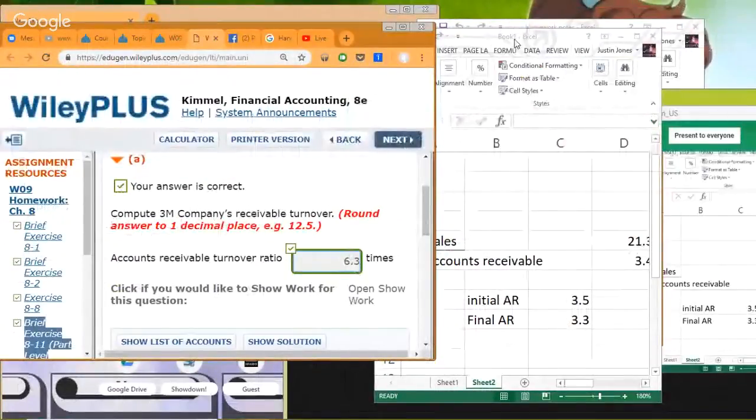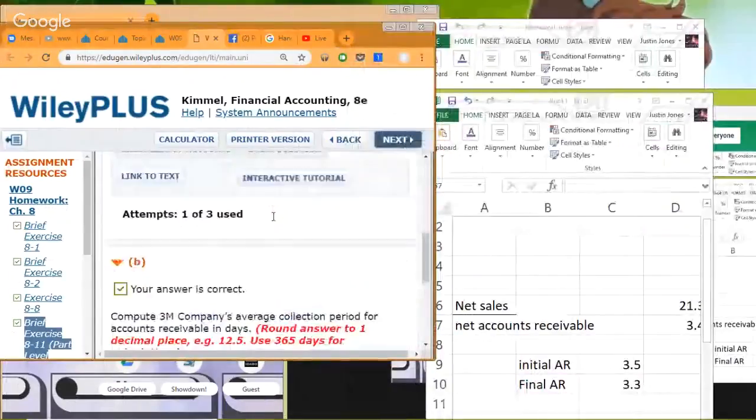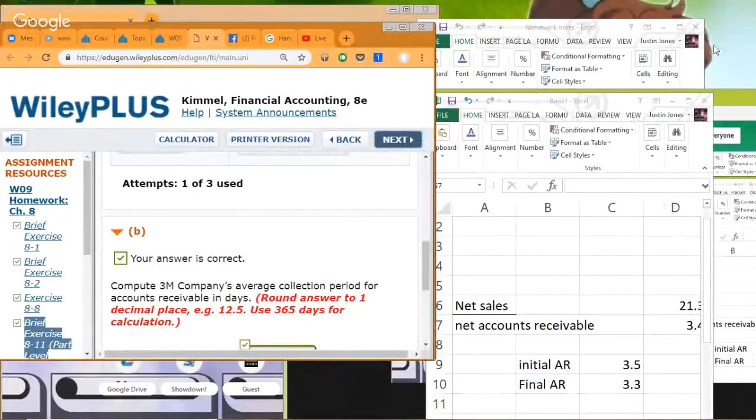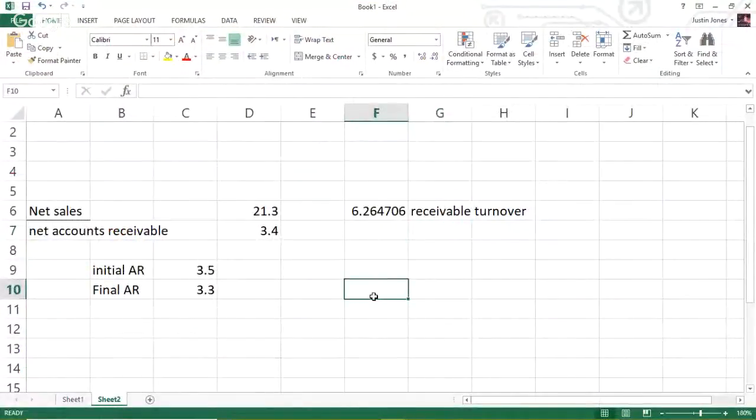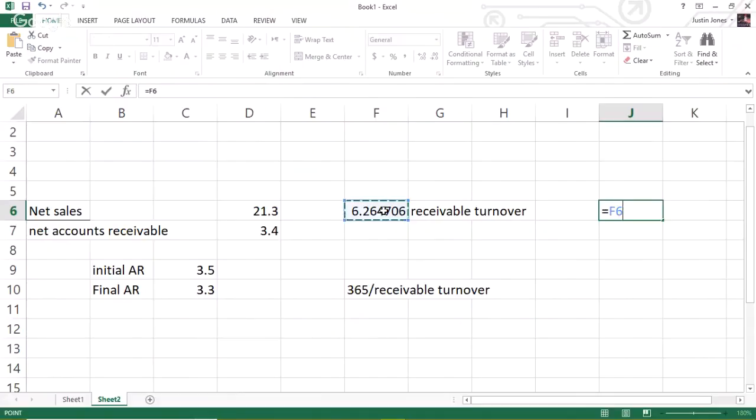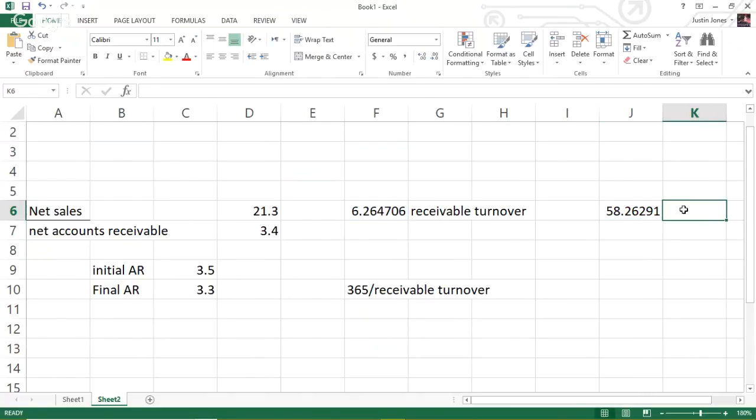So now the next question one wants to answer is the average collection period in days. That's really easy. What you do is you take the number of days in a year, so 365, and you divide it by the receivable turnover. So it's a simple calculation: 365 divided by that number. We're going to get 58.26 days to turnover.